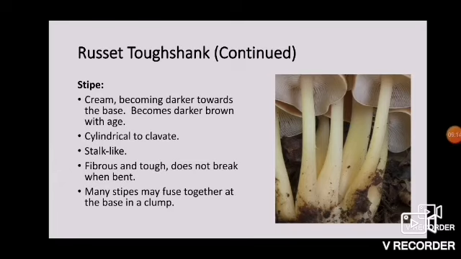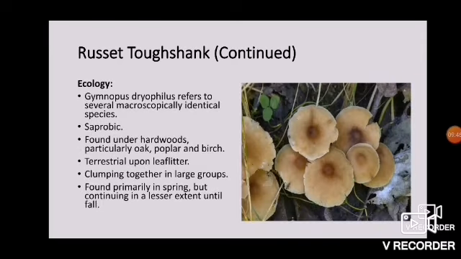The stipe is cream, becoming darker towards the base. And then they become a bit darker brown with age. They are cylindrical to clavate. You can see the ones here are fairly clavate, even bulbous. Again, stalk-like, they shouldn't just snap when you touch them, right? You should be able to bend them around. Many stipes may fuse together at the base in kind of a clump, like you're seeing happen there. So this refers to several macroscopically identical species.